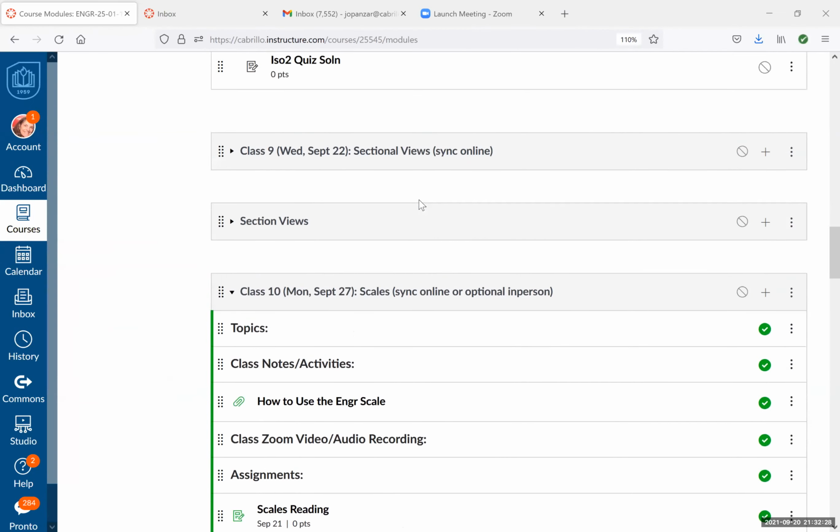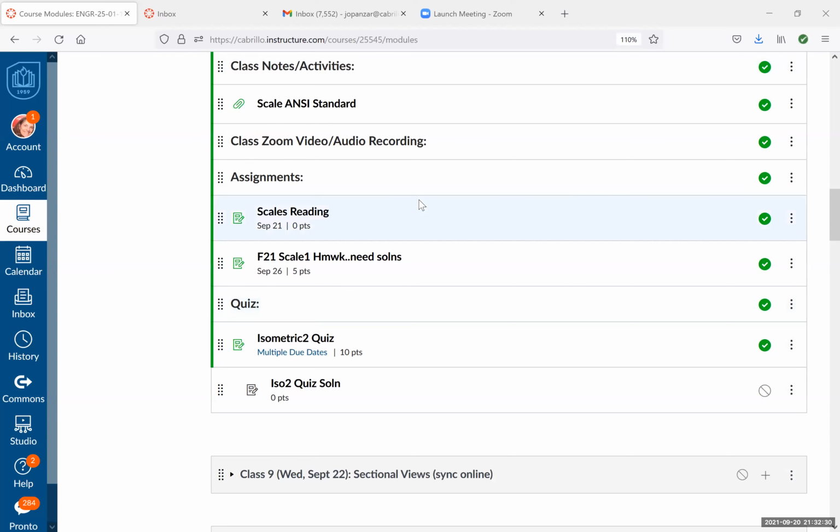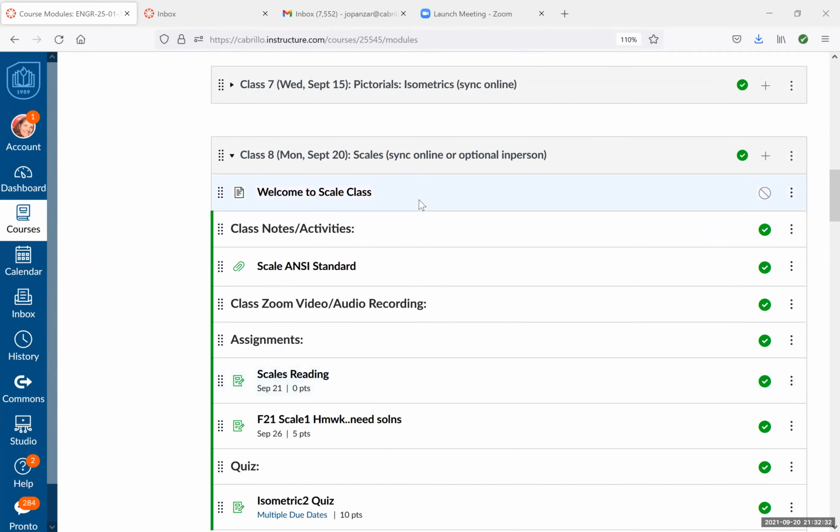And the reason why is a lot of times students have difficulty with scales, and I want to give you the opportunity twice to come into the classroom to work on it. Okay.